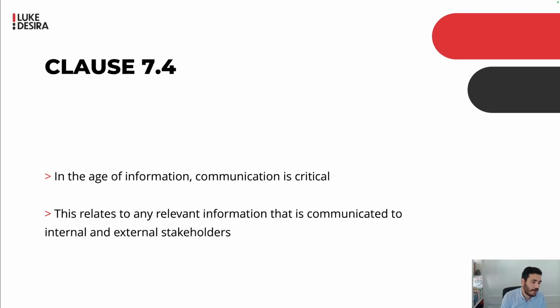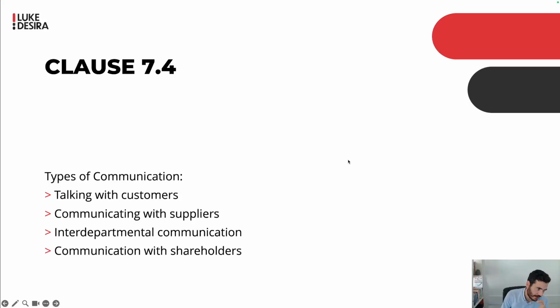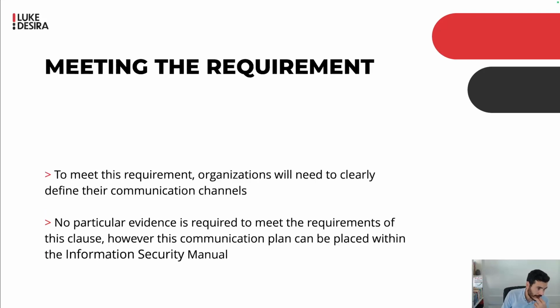So, in the age of information, communication is critical. Okay? There's different types of communications that we have to do: internal, external, with regulators, with employees, with suppliers, with clients, etc. And the standard asks us to consider that type of communication. Here we have different types of communication, and to meet these requirements, therefore, the organizations will need to clearly define their communication channels. Now, no particular evidence is required to meet the requirements of this clause.